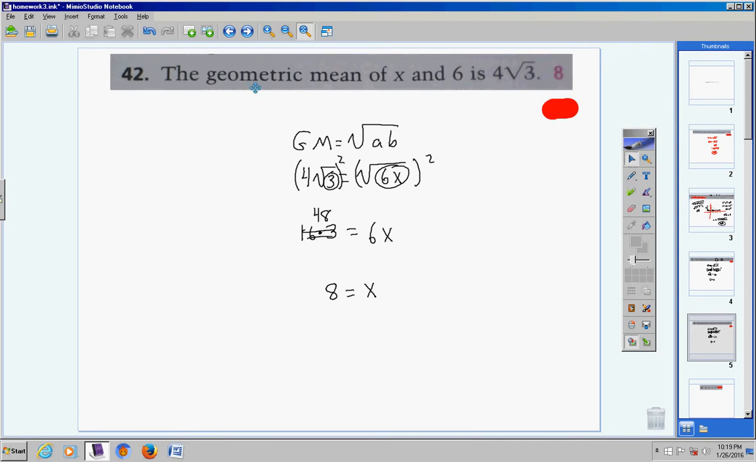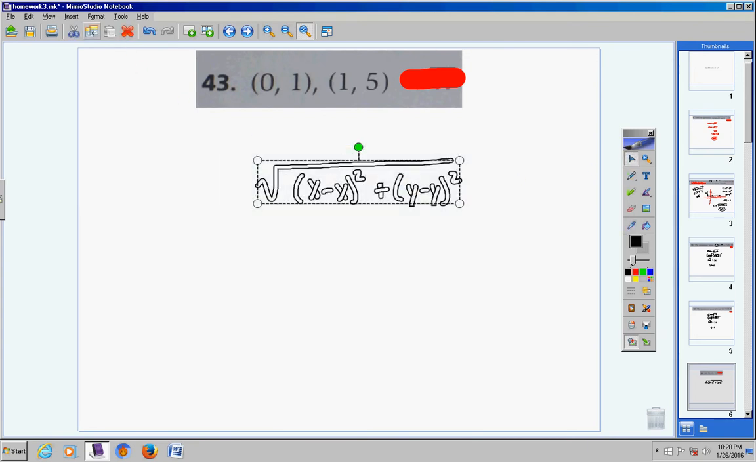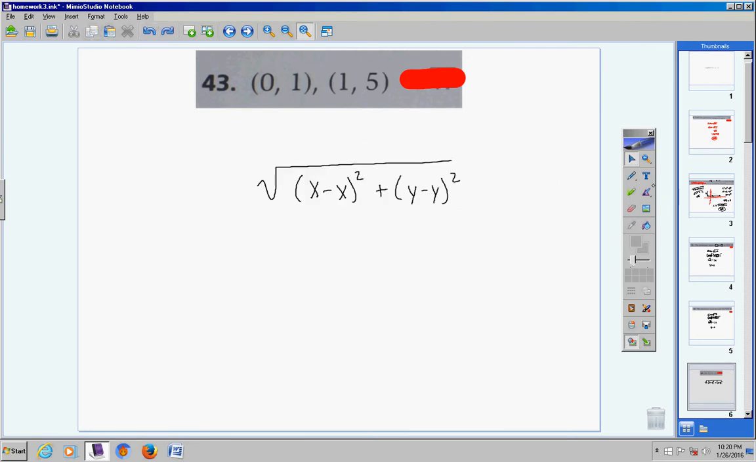Alright, not too bad. Alright, let's find the distance between these 2 ordered pairs. Copy this so we can use it over and over. And here we go. Here's an x and an x, so we have 0 minus 1 quantity squared. Here's my y and my y, so we have 1 minus 5 quantity squared.